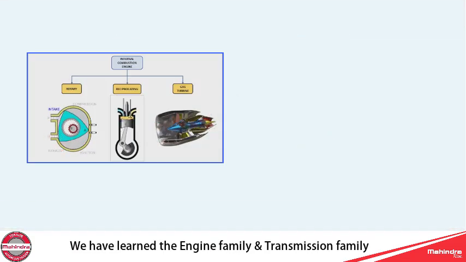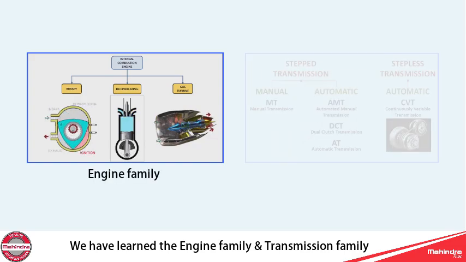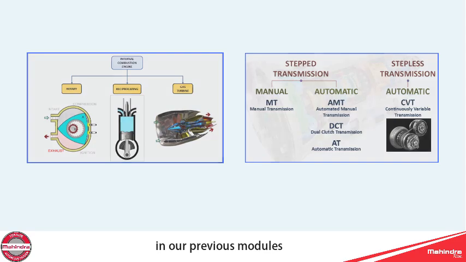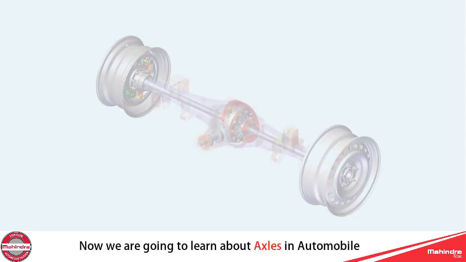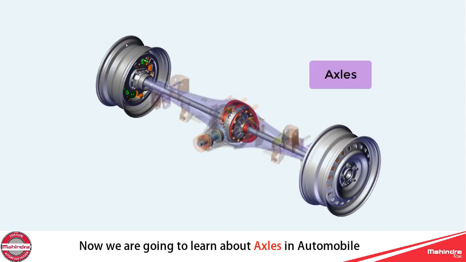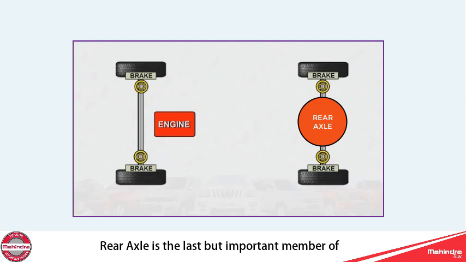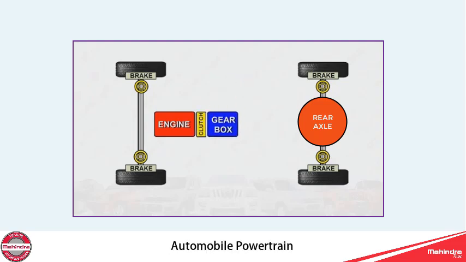We have learned the engine family and transmission family in our previous modules. Now we are going to learn about axles in automobile. Rear axle is the last but important member of automobile powertrain.